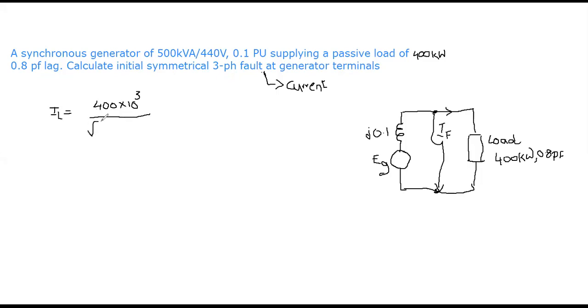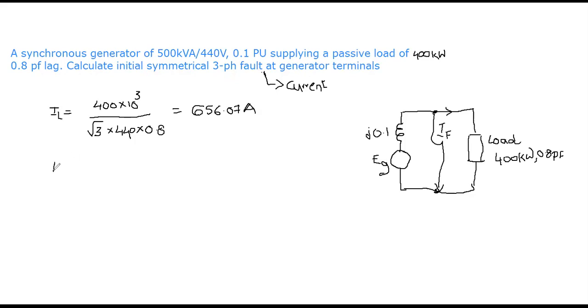√3 multiplied by the voltage. What is the voltage here? 440, multiplied by 0.8. Is it not? So just determine the value of this. You will get 656.07 amperes. This is the actual value.